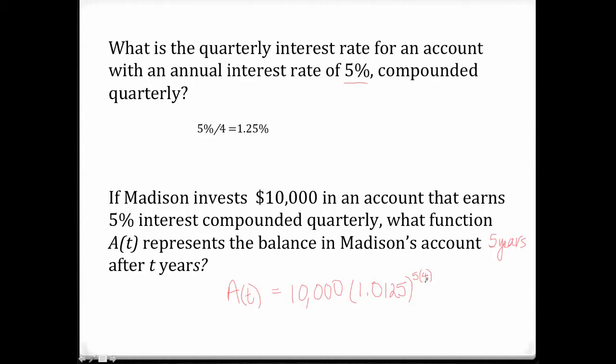So how much money is Madison going to have? Grab out your calculators, calculate very quickly. Okay, I got $12,820.37. Pretty cool. After 5 years, I have earned over.